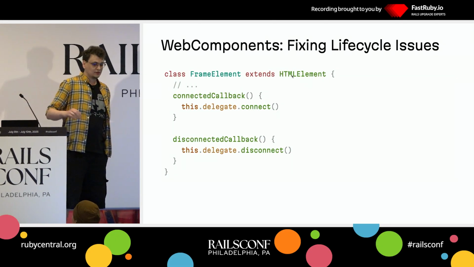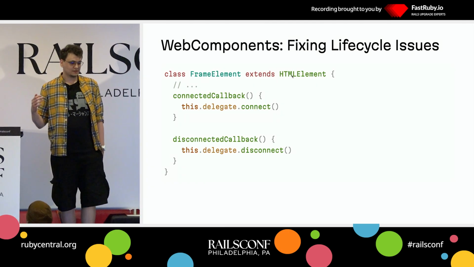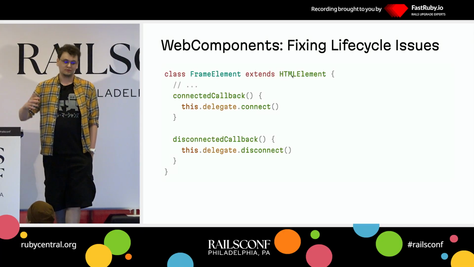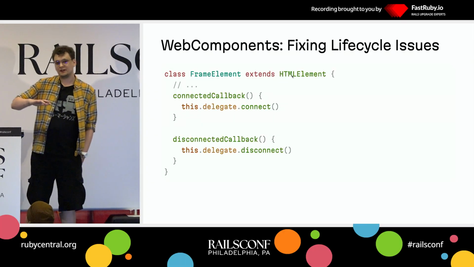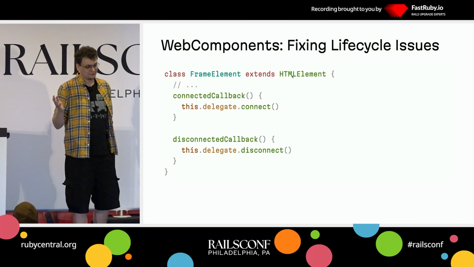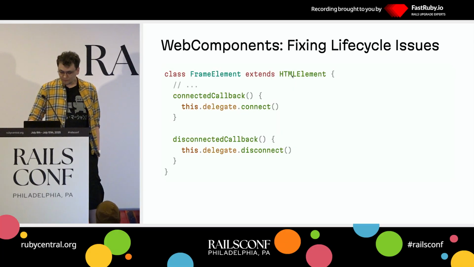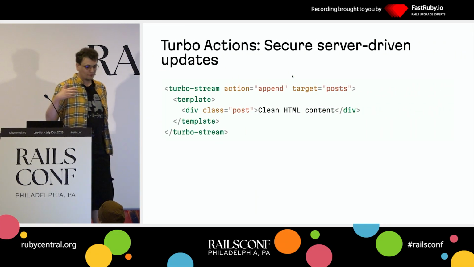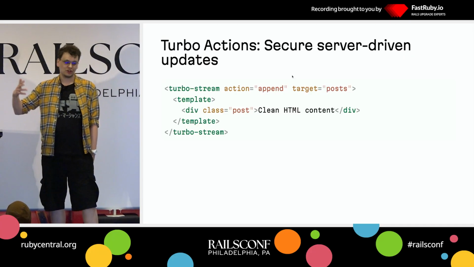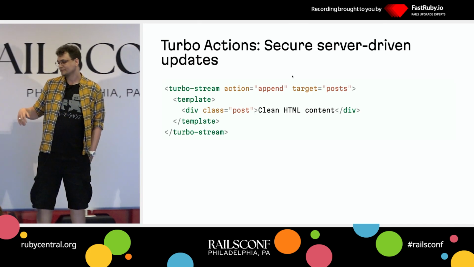Web components used to fix lifecycle issues, since they provided a standardized way to manage component lifecycles. They are better than Turbolinks because they do not interfere with anything. And speaking of web components, they also allowed Hotwire to fix the security issues of SJR, because now we return just HTML responses, not JavaScript responses.